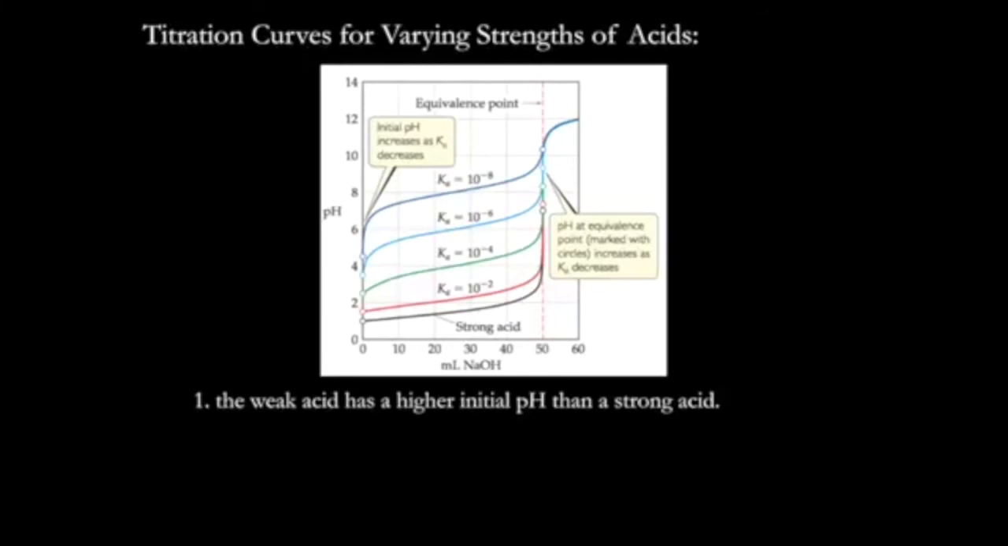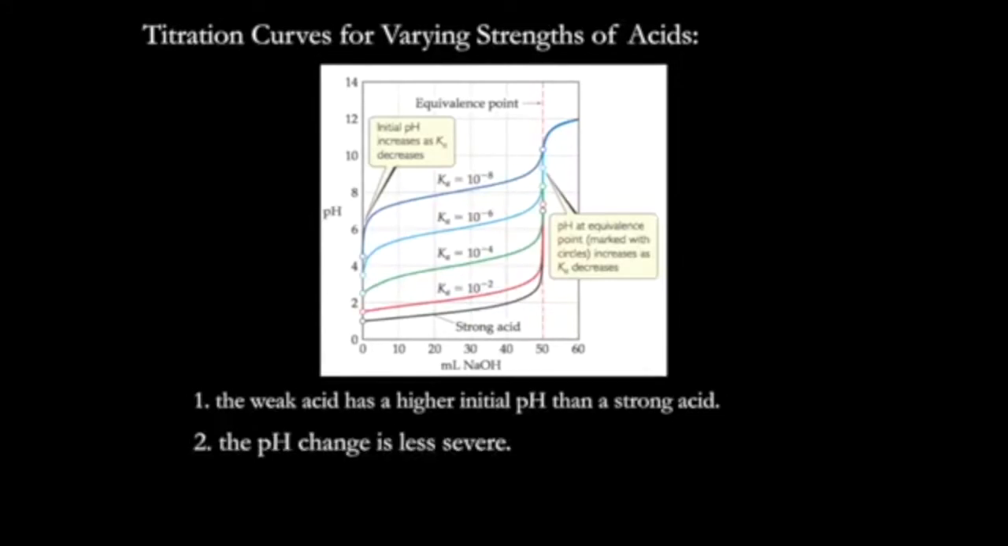The first thing is that the weak acid is going to have a higher initial pH than the strong acid, which makes sense because remember, a strong acid has a very low pH while a weak acid has a higher pH simply because it has fewer hydrogen ions that have dissociated because it's not good at breaking apart. That's what makes it a weak acid.